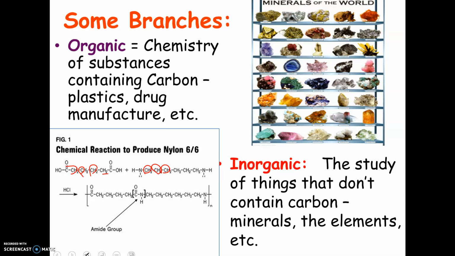Inorganic chemistry, on the other hand, is the study of things that don't contain carbon. So this might be looking at minerals, this might be looking at the elements. I would say that this year, we're going to spend a lot of our year talking about inorganic chemistry, because we're going to learn about the structure of elements: protons, neutrons, and electrons. We're going to learn about the periodic table and trends on the periodic table and how a lot of these things combine in ionic and covalent bonds. That's really focusing on inorganic chemistry. We're not going to focus much on carbon-containing compounds.